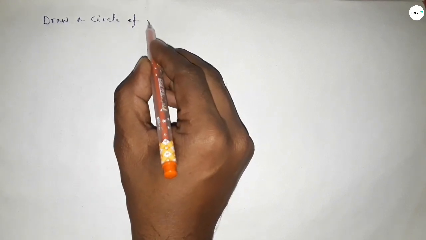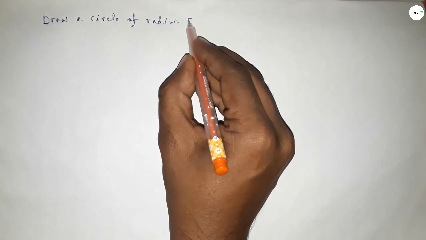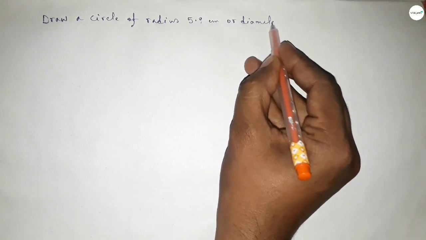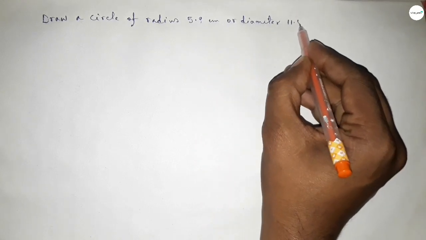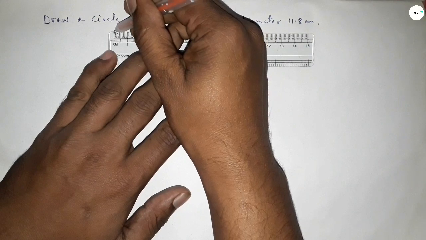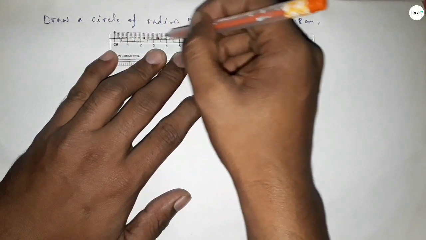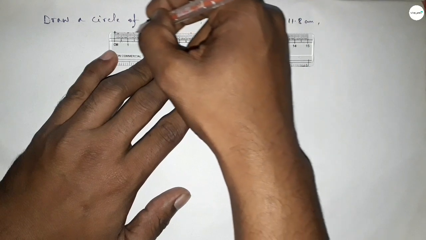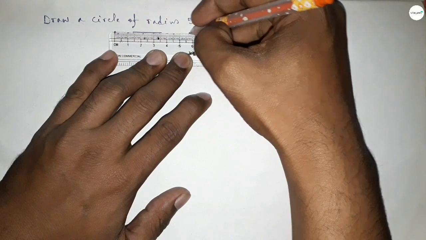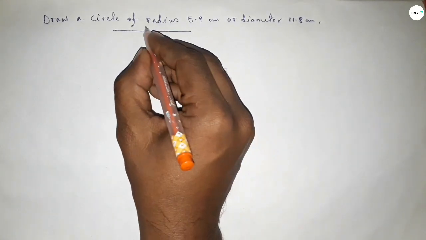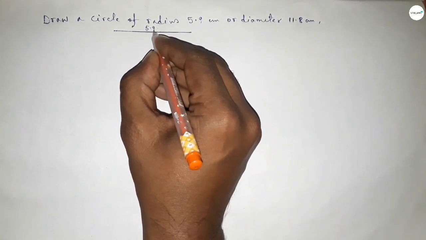Today in this video we have to draw a circle of radius 5.9 centimeter, or diameter 11.8 centimeter. So let's start the video. First of all, drawing the radius 5.9 centimeter. So this starting 0, 1, 2, 3, 4, 5 and 5.5. This is 5.9 centimeter, and we know that the radius of a circle is half of the diameter of the circle. So this is 5.9 centimeter.